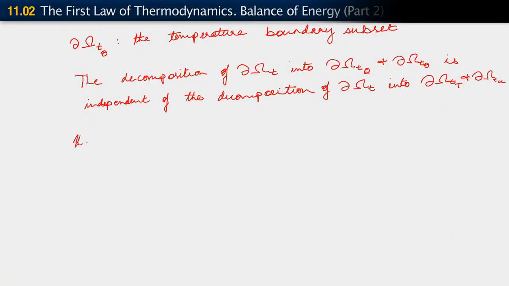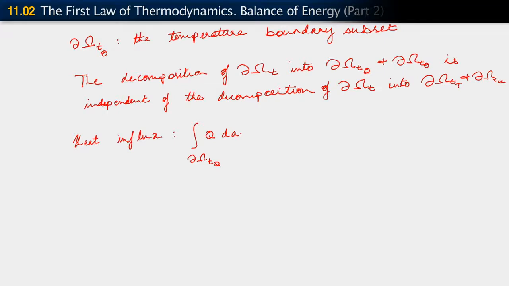We are going to specify the following. Okay, so the heat influx is the following: the integral over the partial T sub Q of Q dA.